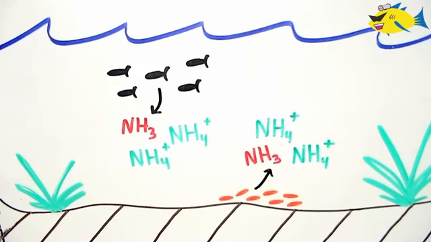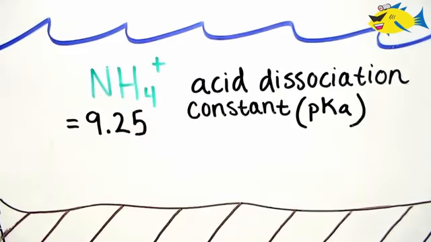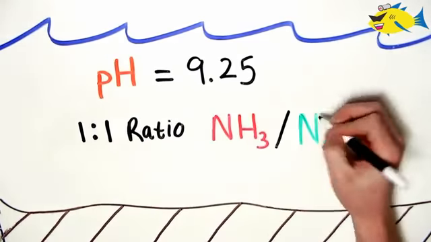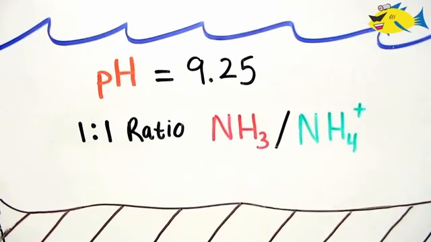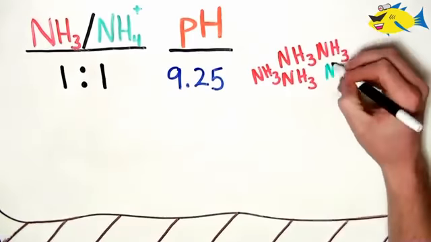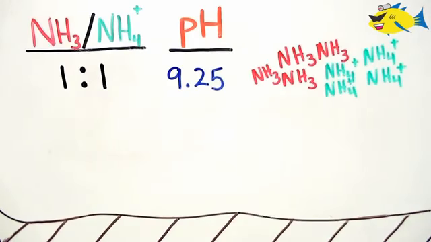Now, this ratio is strictly controlled by the relative pH of our aquarium. Ammonium has an acid dissociation constant, or pKa, of 9.25, meaning that if a solution has a pH of 9.25, there will be a 1-to-1 or equal ratio of ammonia to ammonium. Now, as the pH in our aquarium changes, so does this ratio and thus the relative concentration of each form. As a matter of fact, each full unit of pH change will result in a 10-fold increase or decrease of this ratio, depending on which direction we move on the pH scale.